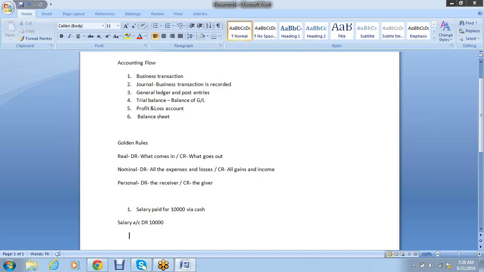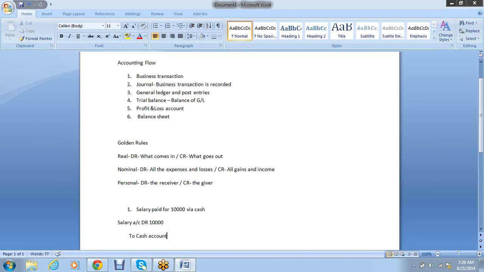So what is going out? Your cash is going out. Correct. So what is the real account rule? What comes in is debit, and credit is what goes out. So what is going out here? Cash is actually going out. So, credit to the cash account.